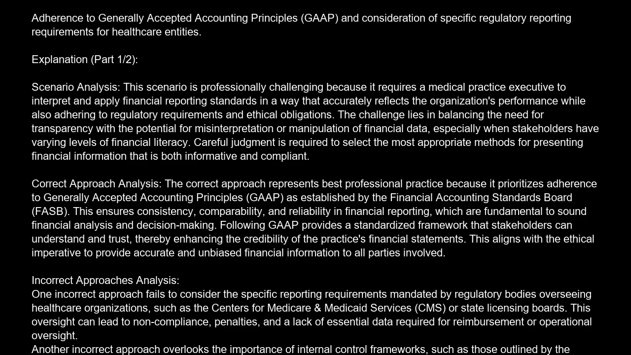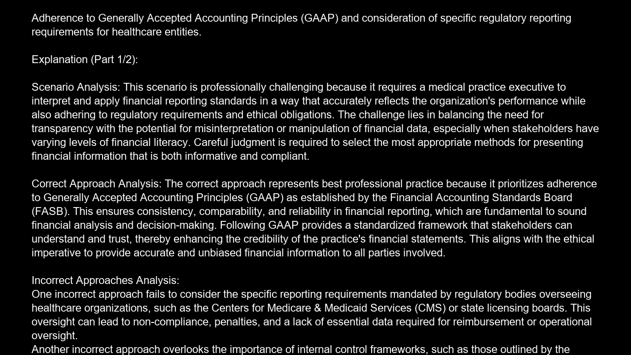Following GAAP provides a standardized framework that stakeholders can understand and trust, thereby enhancing the credibility of the practice's financial statements. This aligns with the ethical imperative to provide accurate and unbiased financial information to all parties involved.